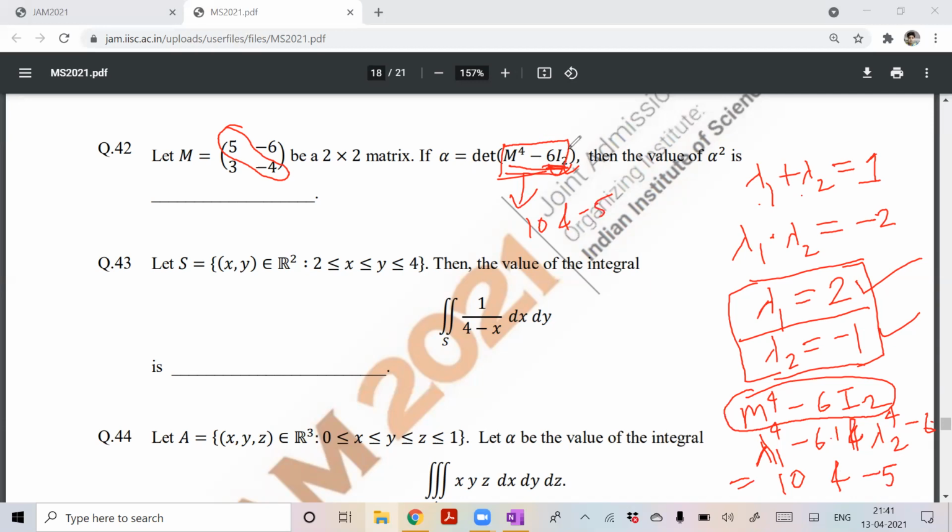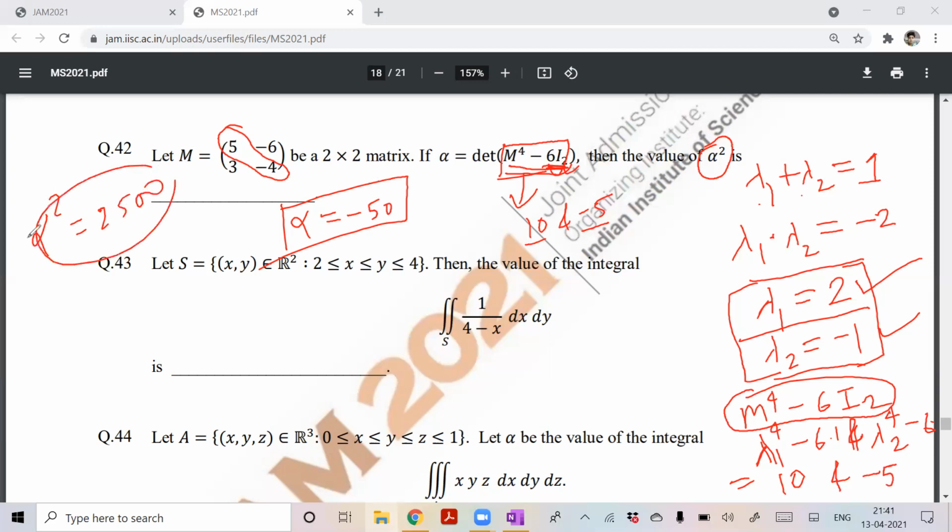Which matrix? M^4 minus 6I_2. And alpha is the determinant of this matrix. We know that the determinant is equal to the product of eigenvalues, so alpha is the product of 10 and minus 5, which is minus 50. This is the value of alpha. But they asked us to find the value of alpha square. Alpha is minus 50, so alpha square will be 50 squared, which is 2500. So the answer for this question is alpha square equals 2500. This is the answer for question 42.